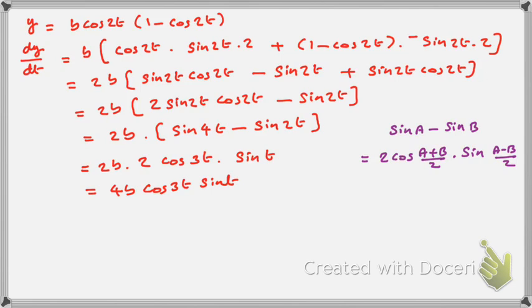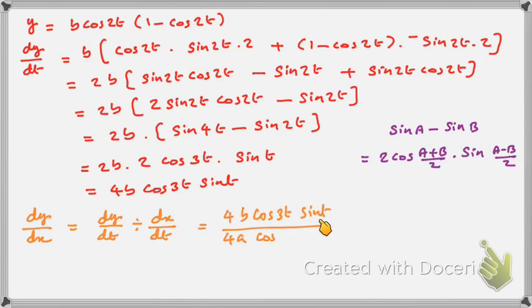So we found dx by dt, then we found dy by dt. So we are going to find dy by dx, which is dy by dt divided by dx by dt. Divide the dy answer by the dx answer. Copy the dy answer: 4b cos 3t sin t divided by dx answer 4a cos 3t sin t, which gives me b by a, and then sin t by cos t is tan t. Cos 3t and cos 3t cancel, 4 and 4 cancel. So b by a tan t.